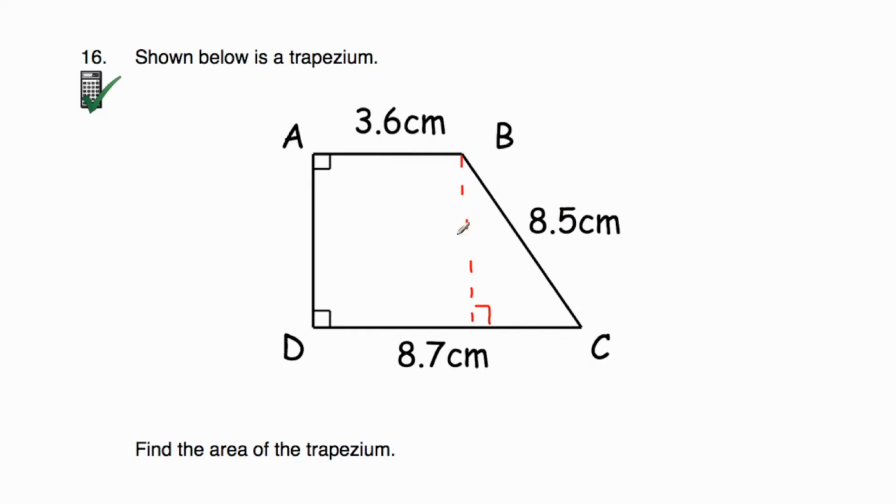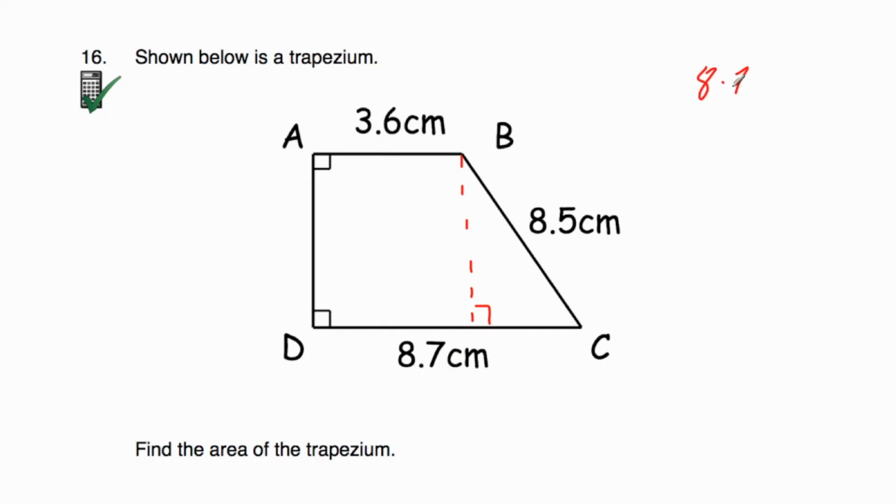And we want to find the height of it. We want to find this distance here. So let's find this length here. If we have a look, the whole width of the trapezium from D to C is 8.7 centimeters. And this is a straight line, and the length here is equal to 3.6. So if we do 8.7 take away 3.6, we can find out the length of this extra part.